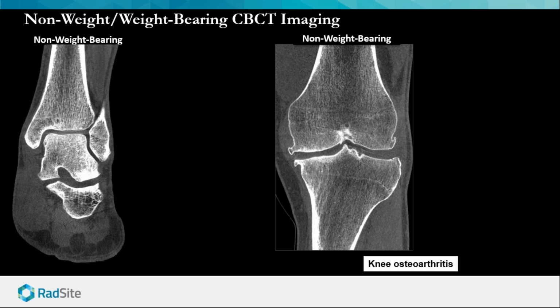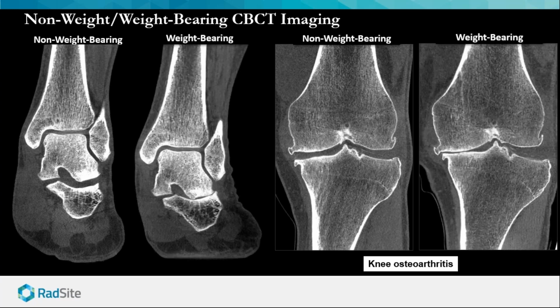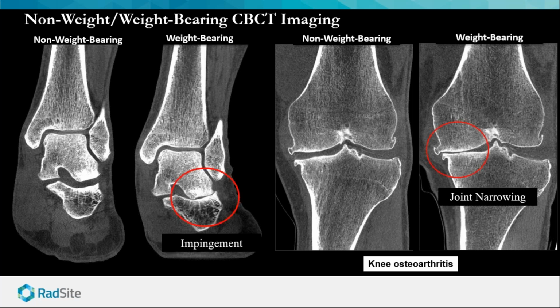So one of the differentiating features of these systems compared to MDCT is their ability to provide true weight-bearing imaging of the feet and ankles and knees. These are two examples of an actual patient imaged on our on-site system, in a non-weight-bearing configuration. And then for comparison, this is the same patient under weight-bearing conditions. And you can quite easily see the clinically significant difference in the image. On the left, impingement, and on the right, joint narrowing associated with advanced osteoarthritis.